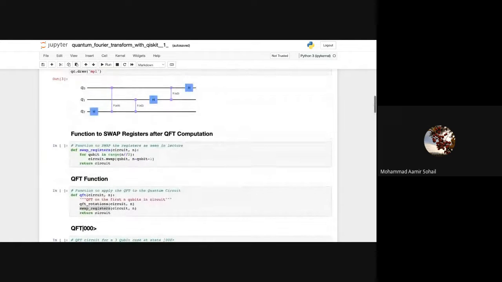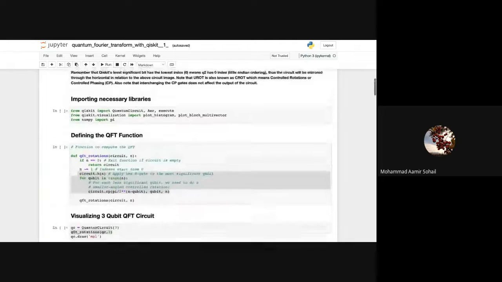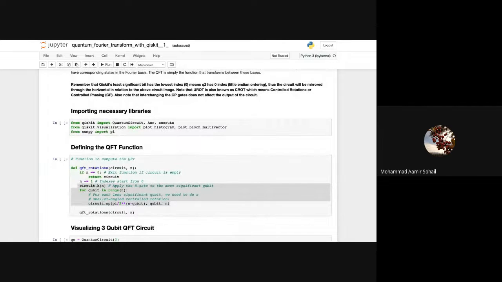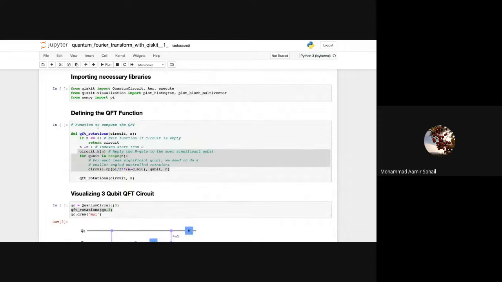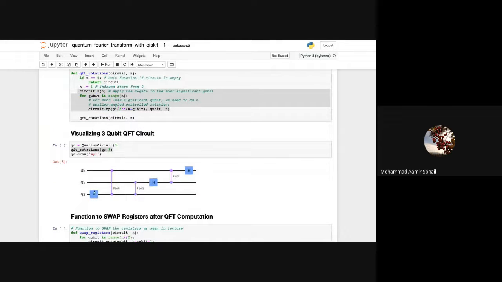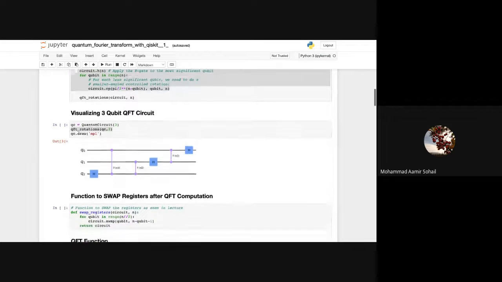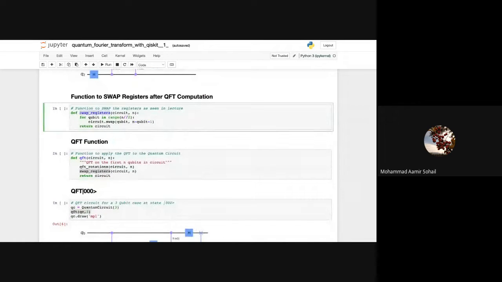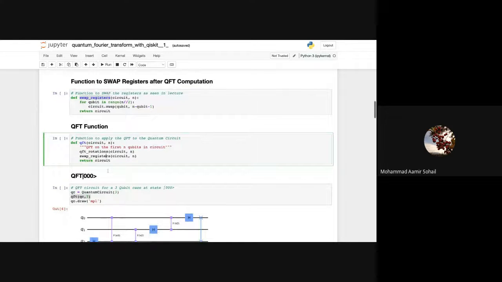I will again go through it very quickly just to summarize. Here we define this QFT rotations, which is nothing but implementing all the blocks: the first block, second block, third block. We are just implementing the Hadamard and the controlled rotations. Then we define the function swap register, because this QFT circuit gives you the output in reverse order, so we do the swapping here. Then we defined a complete QFT function, which consists of two things, the QFT rotations and the swap, and this completes the whole QFT operation.